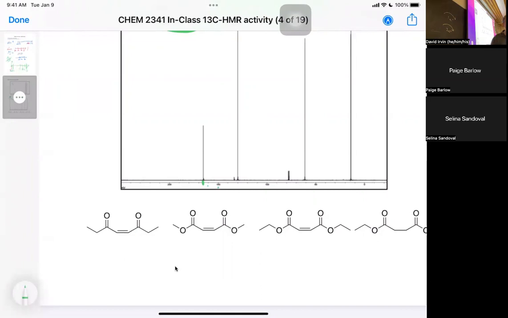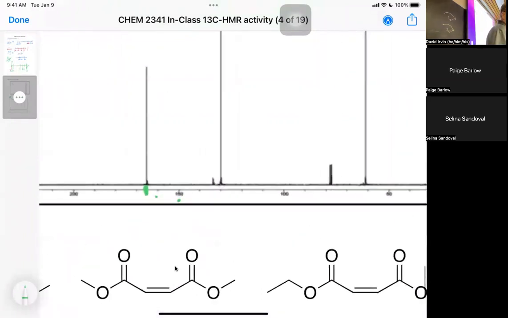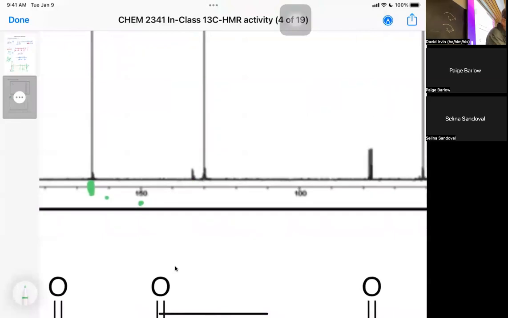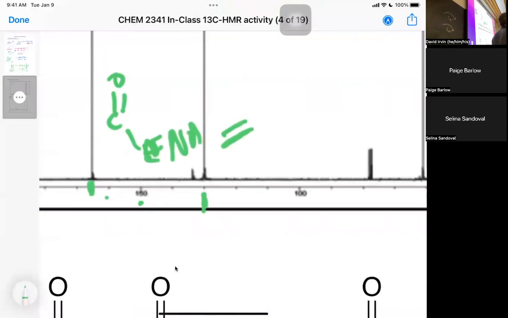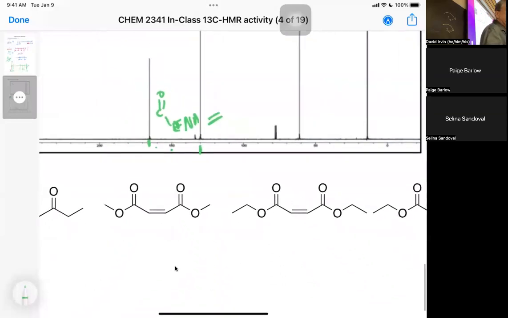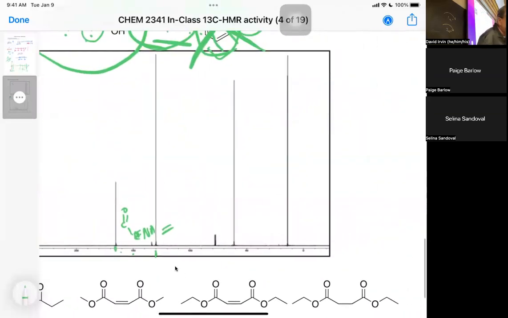We don't have any benzene rings, so I guess we don't have to worry about that. We do have a peak here at 130. So that's probably our double bond. This is probably our carbonyl with an electronegative atom, so it's going to be an oxygen or a nitrogen or a chlorine or something like that. And we have what looks like just 2 other peaks, so we have 4 signals.